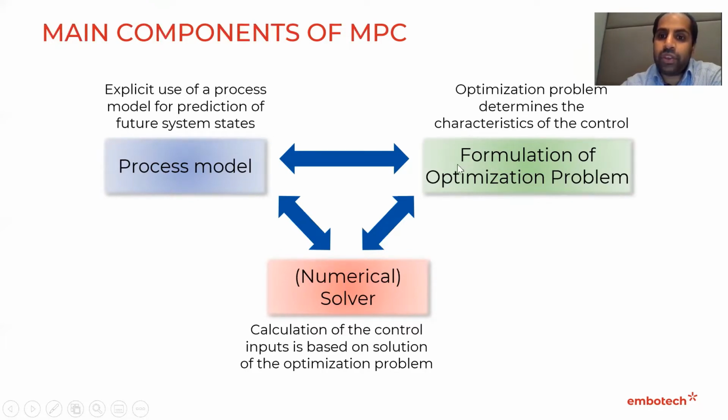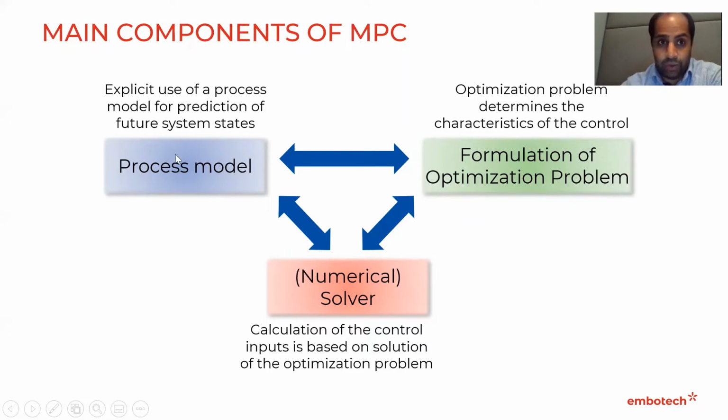Then at the same time, you need to have a formulation of your optimization problem, because the optimization problem at the end determines the characteristics of the control. So you need to think of what the requirements for your control algorithm are, and based on that, you need to appropriately formulate this optimization problem. So now we have the process model and the formulation of the optimization problem. And as I said, typically during runtime of the process, you solve this optimization problem. So you need some numerical solution algorithm, which is called a solver, that calculates the control inputs based on the solution of the optimization problem.